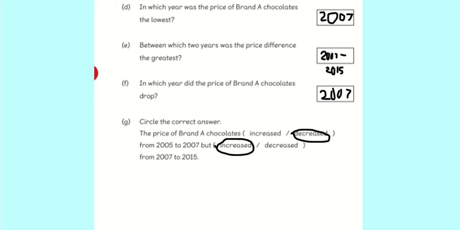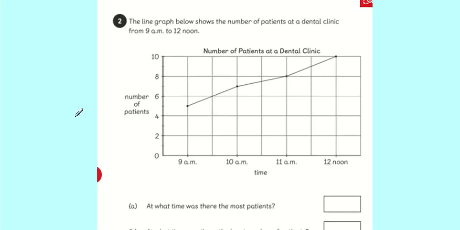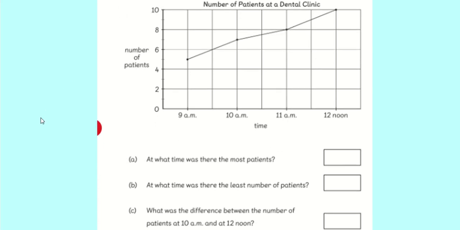Okay, next page. The line graph below shows the number of patients at a dental clinic, a dentist, from 9 AM to 12 noon. At what time were there the most patients? Okay, so highest value, that's going to be 12 noon.